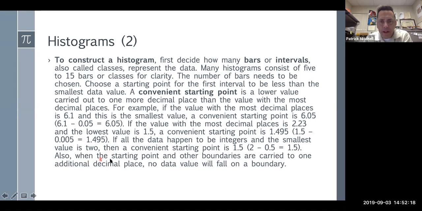And the reason for doing this, when you add the additional decimal place, it means that no data value will fall on a boundary, which is a really, really nice thing to have. I can tell you that in my other statistics class, which uses a different book, they don't do this. They just have them use as their endpoints numbers that can be in the data. And then there's sometimes a lot of confusion about, should I include that value there, or should I include it here, or where should I include it? So this is a kind of nice way to do it.